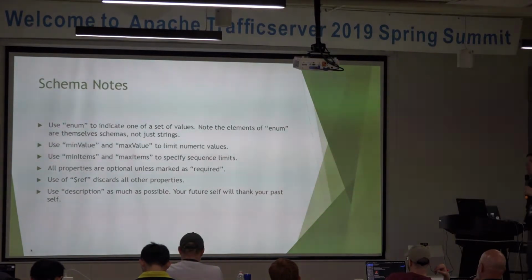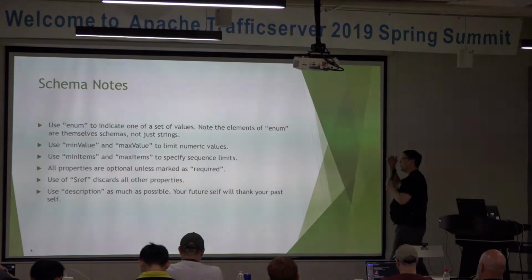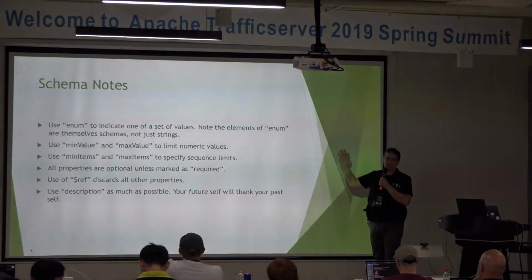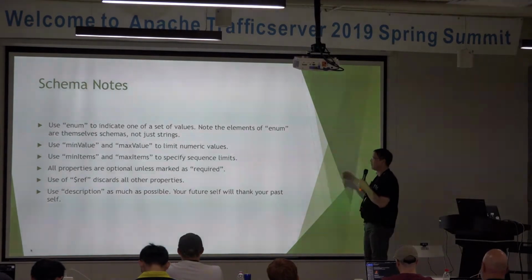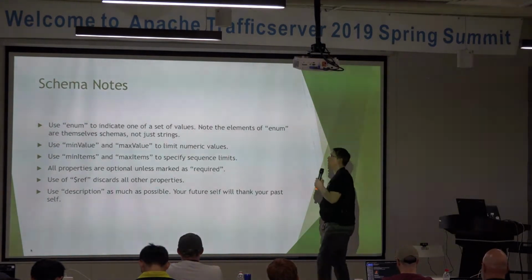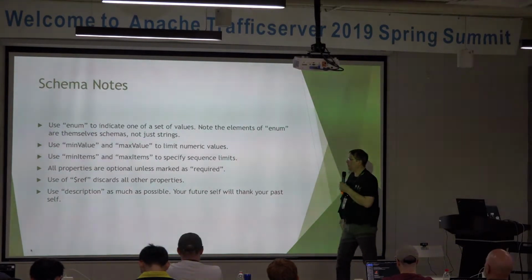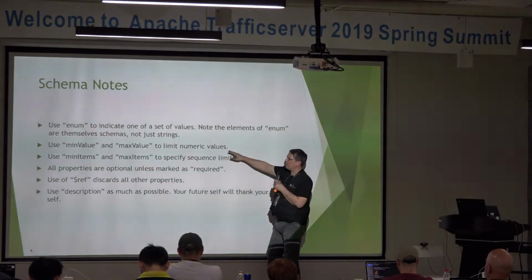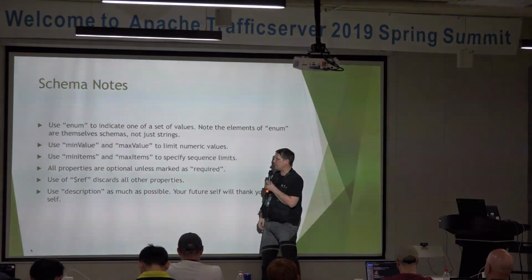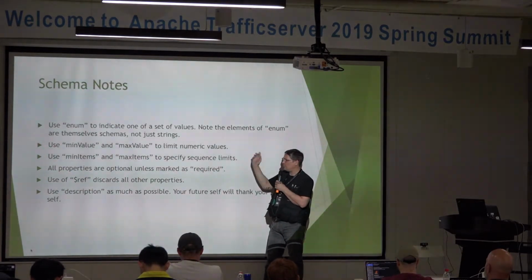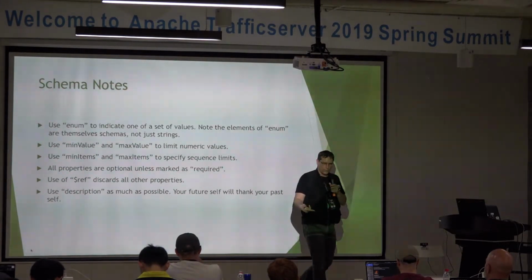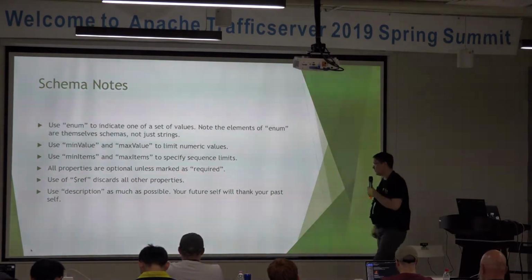So some things that I've watched other people working on schemas to do this. I'm not going to provide detailed documentation on JSON schema because there's plenty of web resources out there. There's a whole website run by the org. So enum you can use if you have a set of values, but don't do it for numerics. If you have numeric values, use min and max values on it. When you have a sequence, you can say I need at least this many items or at most that many items. Those are both optional.